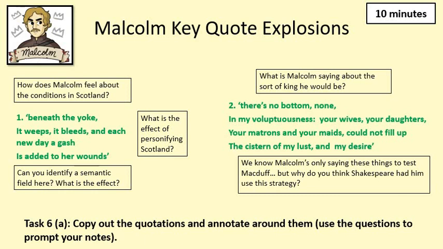Now we know that he's only saying these things to test Macduff, but why do you think Shakespeare had Malcolm use this strategy? Why list all these negative qualities in order to prove himself ultimately as a good ruler? I think it should take you about 10 minutes to complete these quote explosions in total. Go now.